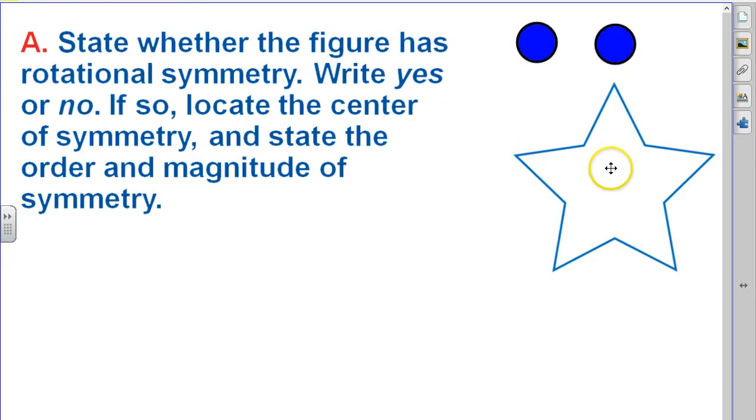So here we go. We have this star here. In a second, I'll ask you what's the... it does have rotational symmetry. I'm just going to say that right off the bat. The question is, what's the order? What's the magnitude?